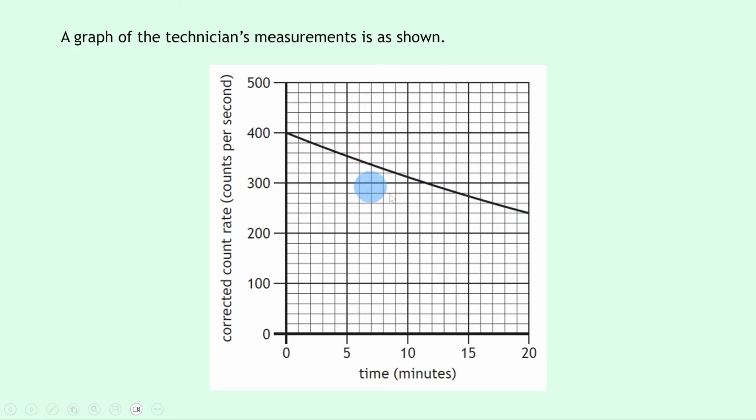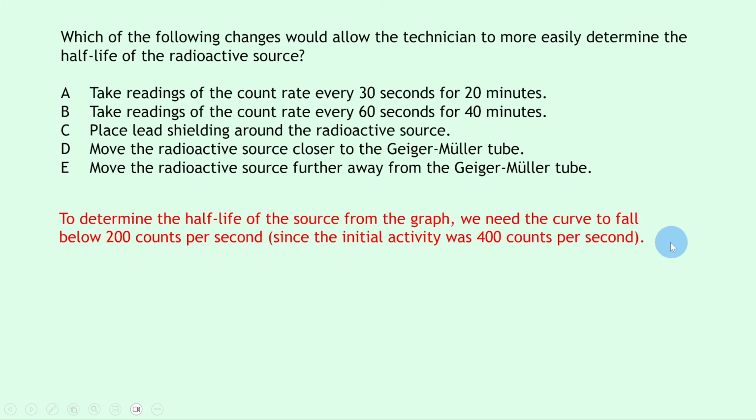You still get the same relationship going down to this point here after 20 minutes because you're only timing for that length of 20 minutes. Whereas if you had a curve that came gradually further down over 40 minutes, then you would be able to determine the half-life from the graph. So that means our answer here is B, take readings of the count rate every 60 seconds for 40 minutes.